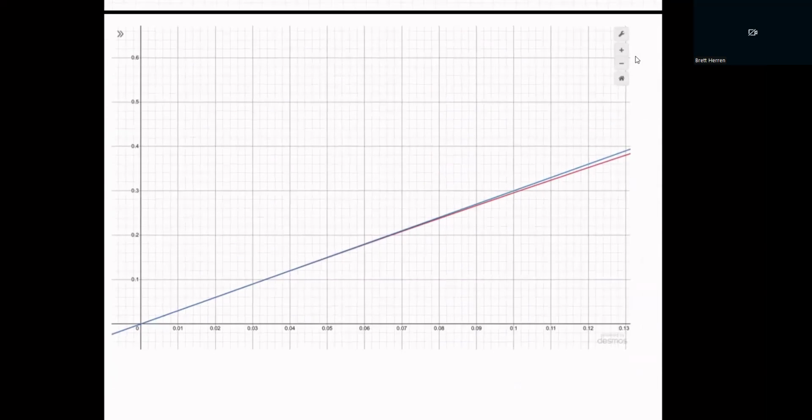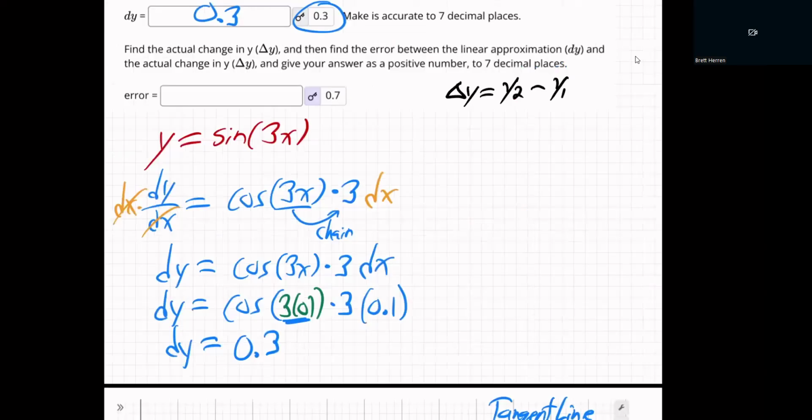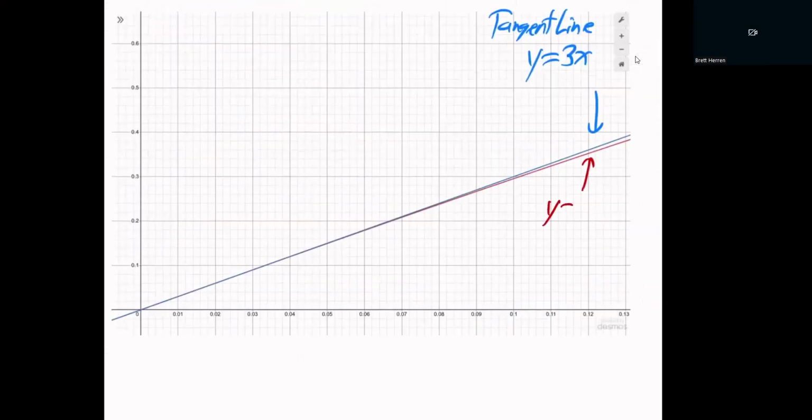So here's the graph. The blue function on the top is the tangent line, which happens to be y equals 3x. I'll explain later how I figured that out. And the bottom function, the red one, is the original, which is y equals sine 3x. So basically, the original function is the red, and the blue is the tangent line.